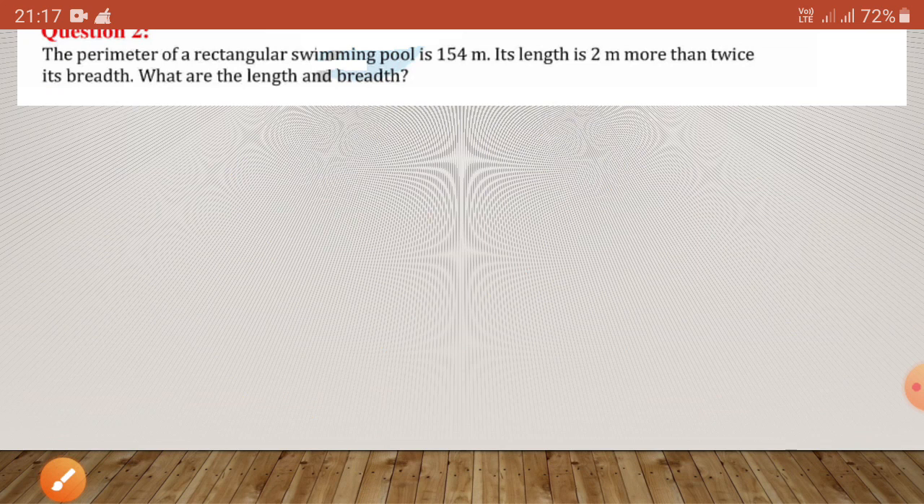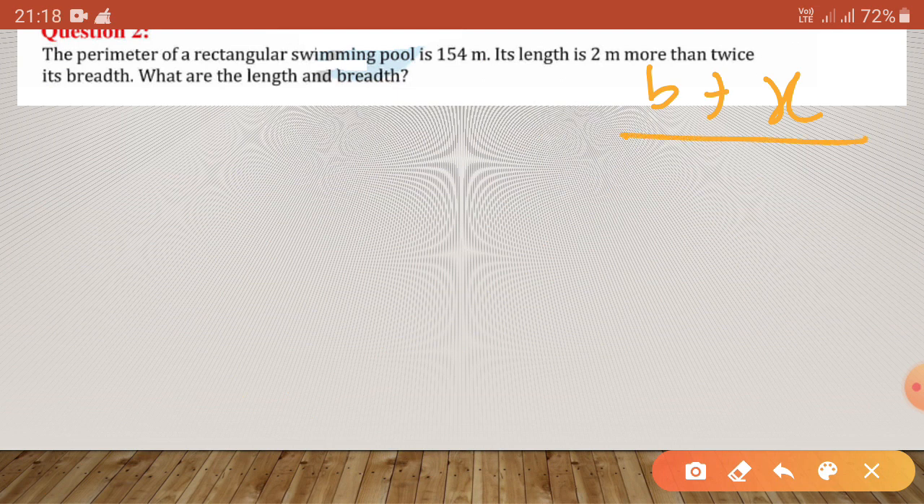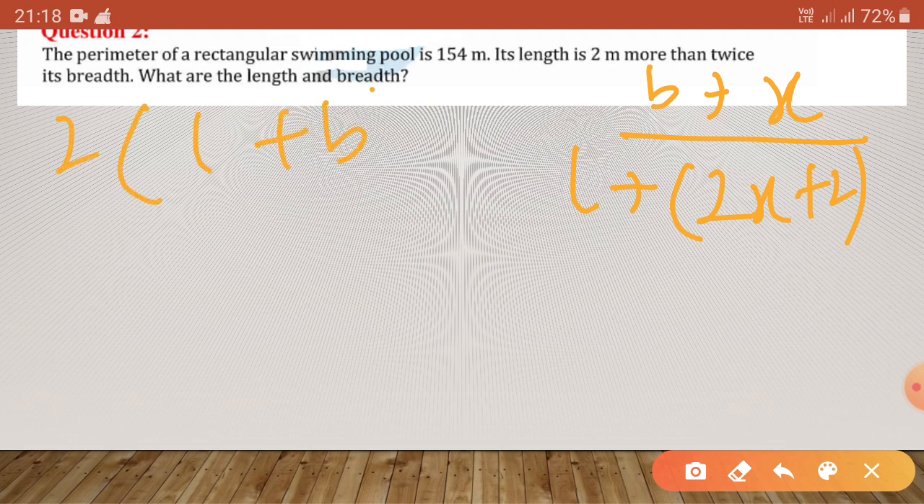So now we are writing here the breadth, that is b, x meter, and the length here will be 2x plus 2 meter. Okay, and for this formula, perimeter equal to 2 into (L plus B), here it will be 2 inside the bracket, 2x plus 2 plus x.